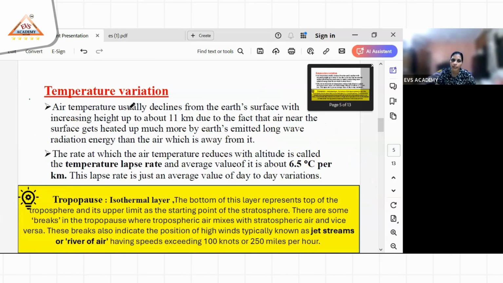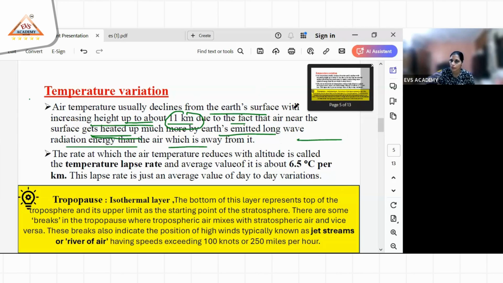Now air temperature usually declines from the Earth's surface with increasing height up to about 11 kilometers. This is the thing which I am again explaining, which we were discussing in the first slide also: the air temperature declines as we go from the ground surface to the upper level, with increasing height up to about 11 kilometers. Why? Because the air near the surface gets heated up much more by the earth-emitted long wave radiation than the air which is away from it.